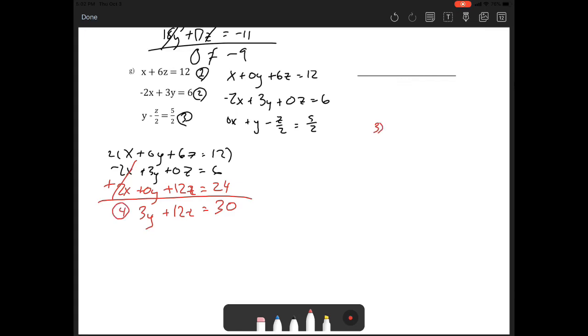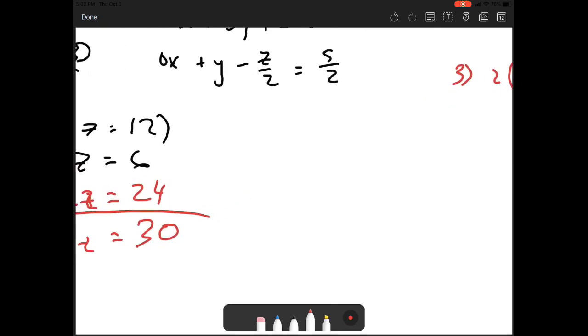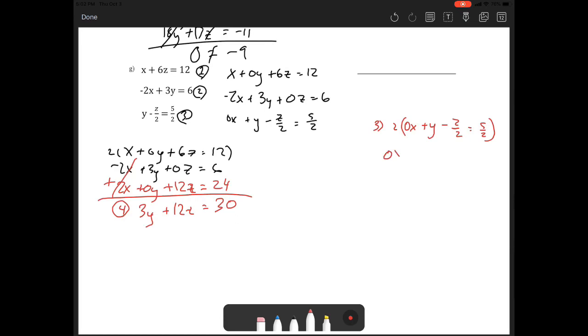So now we're going to do the third one. But before we do anything with that third equation, we're going to get rid of those fractions. So it's going to be 0x plus y minus z over 2 equals 5 over 2. The whole thing is going to be multiplied by the common multiple, so I'm going to have 0x plus 2y minus z equals 5.